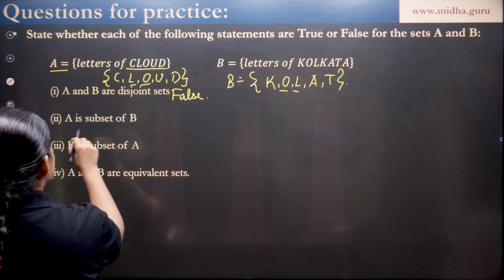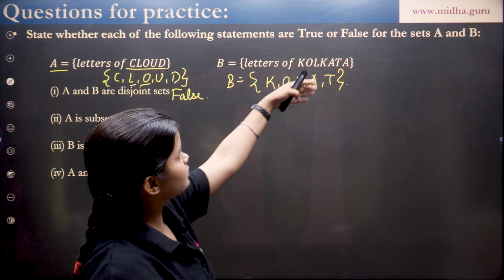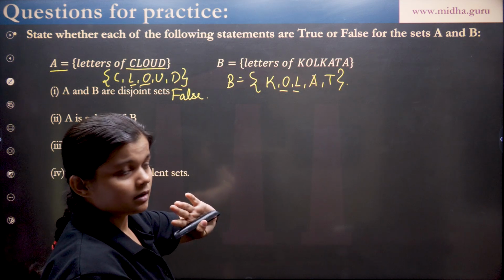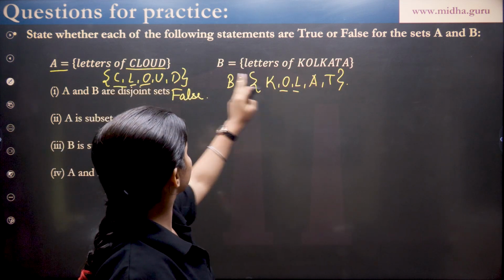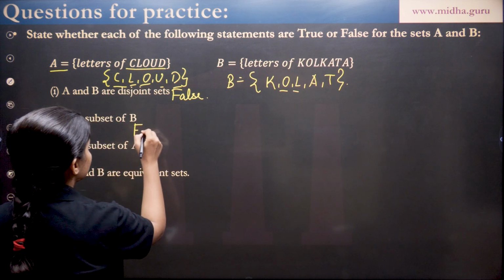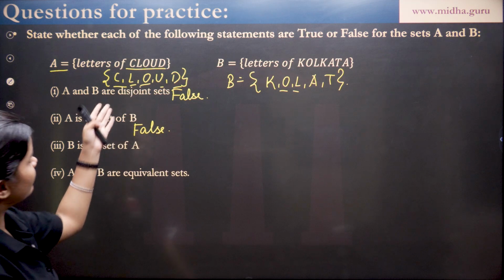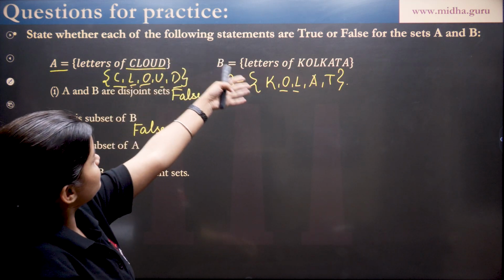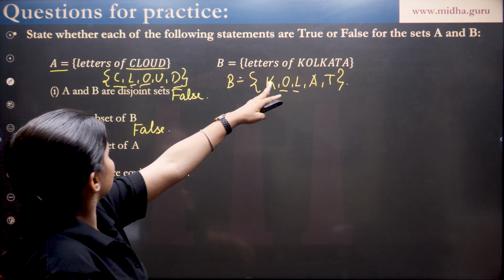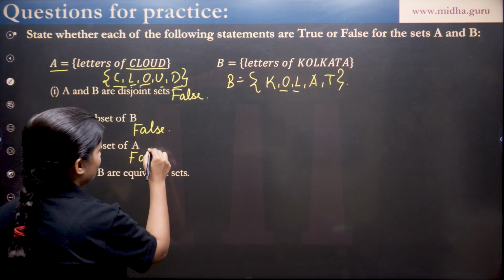Okay, next is A is a subset of B. Is every element of A also present in B? No, C is not present, D is not present, O is not present. So A is not a subset of B. So it is also false. Is B a subset of A? Is every element of B present in A? No, K and A and T are not present. So it is also false.